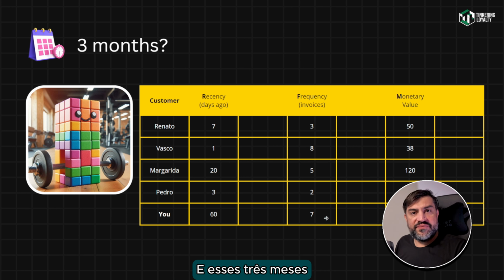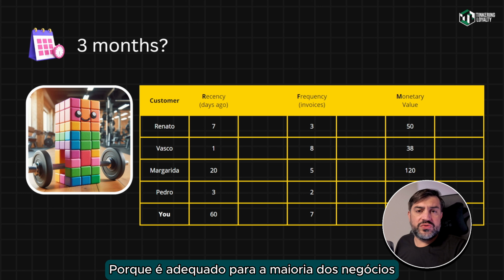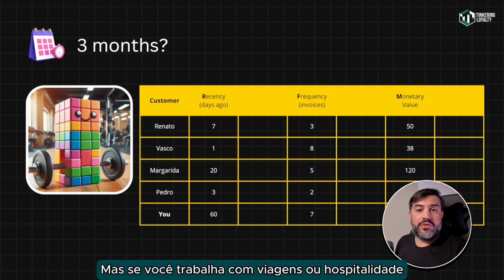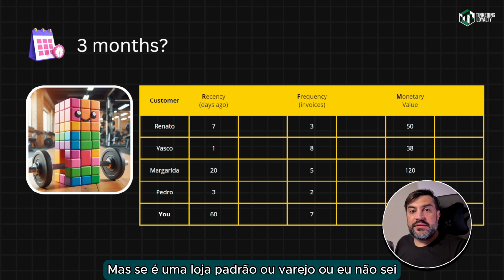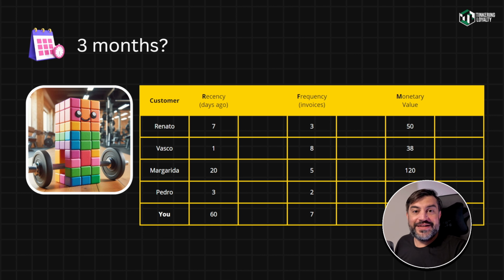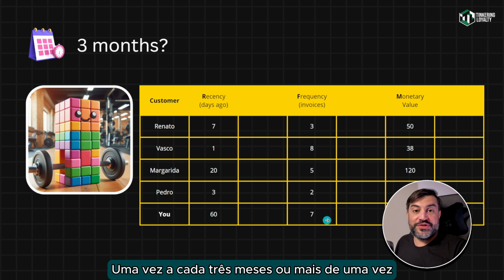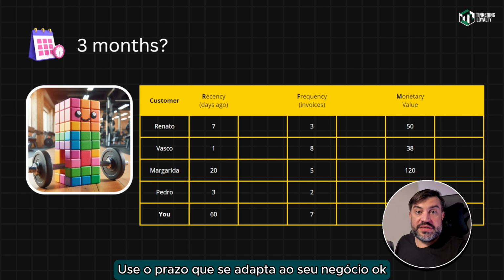And these 3 months, it could be the length that you want. I'm pitching here 3 months because it suits most businesses. But if you work with travel or hospitality, then it's way more time. But if it's a standard store or retail, anything that you repeat purchase, like you can't be a dealership and expect me to buy a car once every 3 months or more than once. Use the time frame that suits your business, okay?